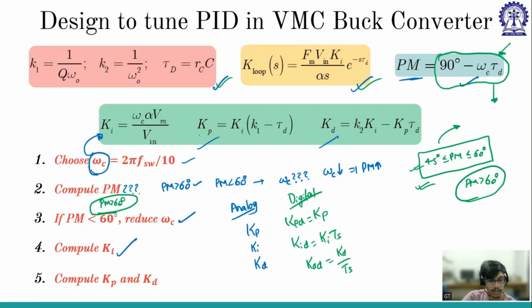Here this phase margin is controlled by this FSW, right? Yes, so whatever omega c that you choose, that is directly affecting the phase margin.